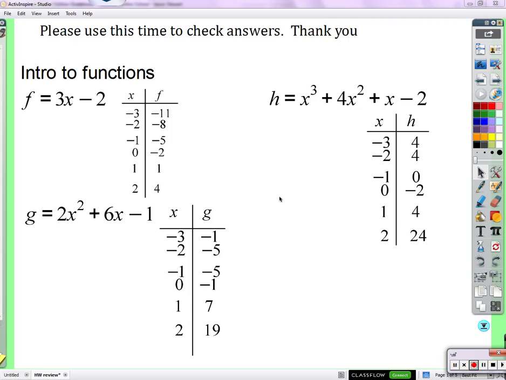Would G negative 1 for the x. Not sure how you got negative 5. All right, let's run through it real quick. So negative 1.